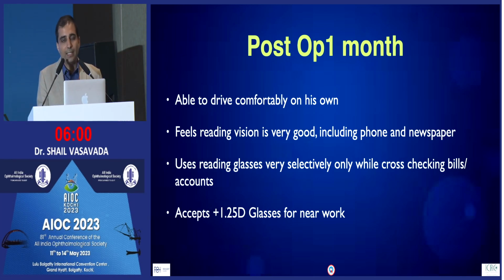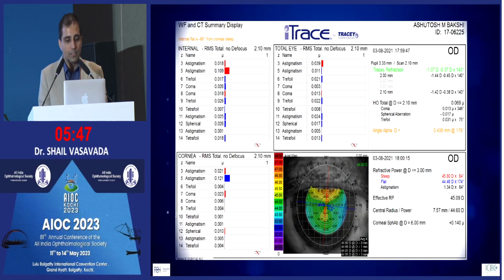He says he hardly ever needs to use reading glasses. He uses them mainly while checking the numbers, checking the bills and accounts. And he uses about 1.5 diopter, 1.25 diopter reading add for this purpose.